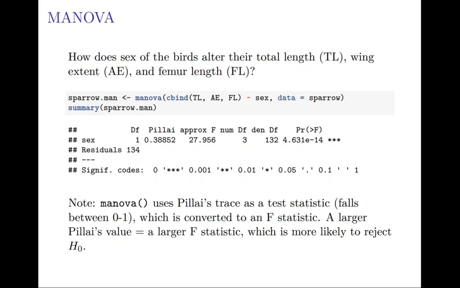And I'll note that MANOVA uses Pillai's trace as a test statistic, which falls between 0 and 1. You can see Pillai, then numerator and denominator degrees of freedom and approximate F. And so this Pillai's trace is then converted to an F statistic, which is why it's approximate. And a larger Pillai's value equals a larger F statistic, which is more likely to reject your null hypothesis.